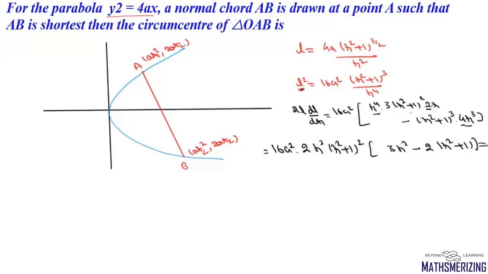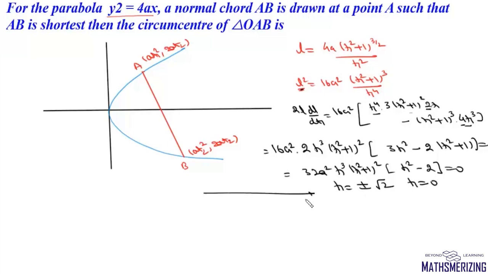And for maxima and minima, we'll need to find its critical point. So we'll put it equal to 0. Then we'll get 32a square t1 cube (t1 square plus 1) whole square, and then it will be (t1 square minus 2) equals to 0. So we'll get value of t1 as plus or minus root 2, and we'll also get t1 as 0.